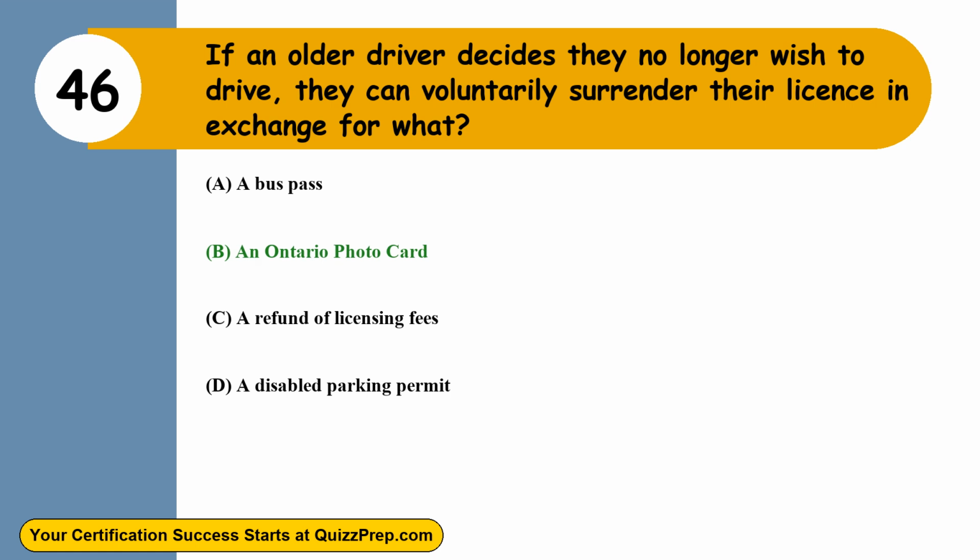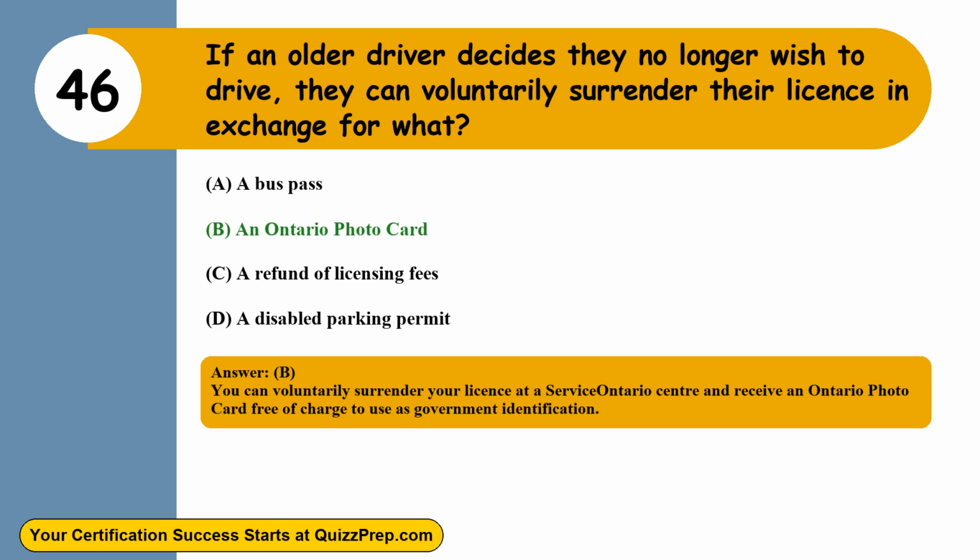An Ontario photo card. You can voluntarily surrender your license at a Service Ontario centre and receive an Ontario photo card free of charge to use as government identification.